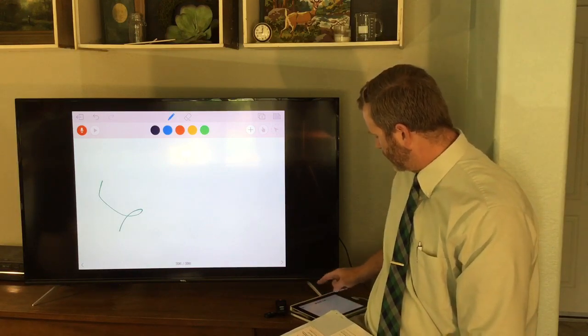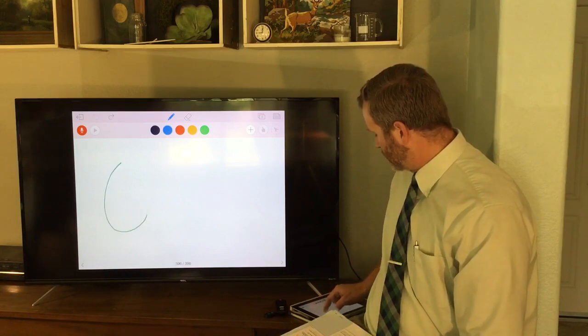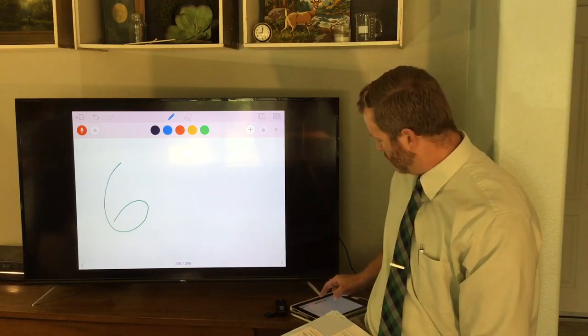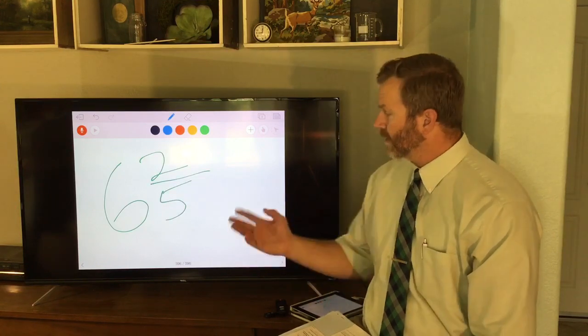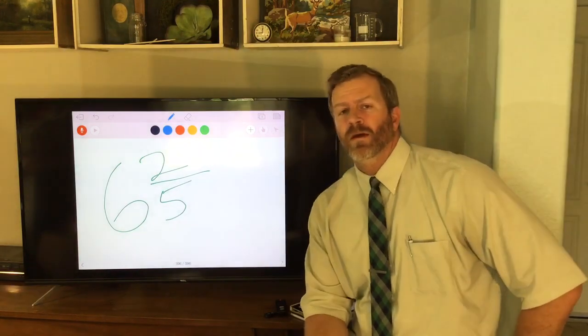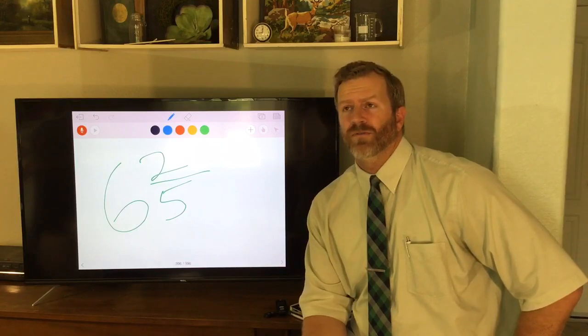Ooh, that got crazy. Let's try that over. 6 and 2/5, and let's round that to the nearest whole number. Now let's look at that fraction, 2/5.